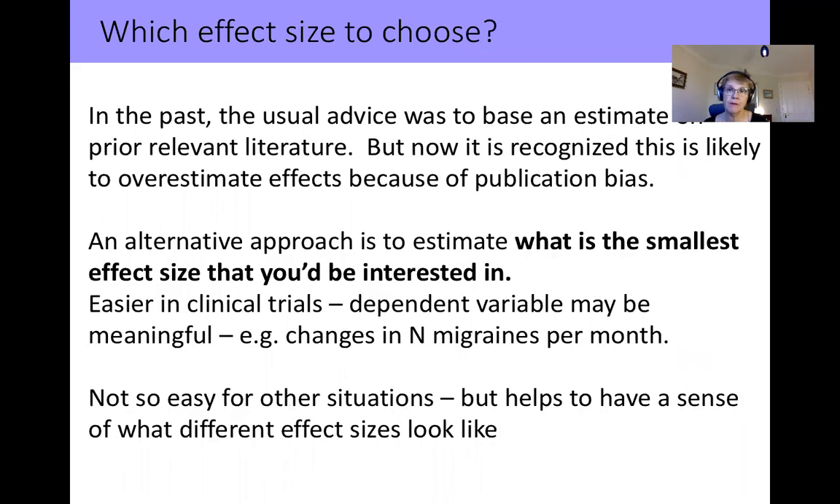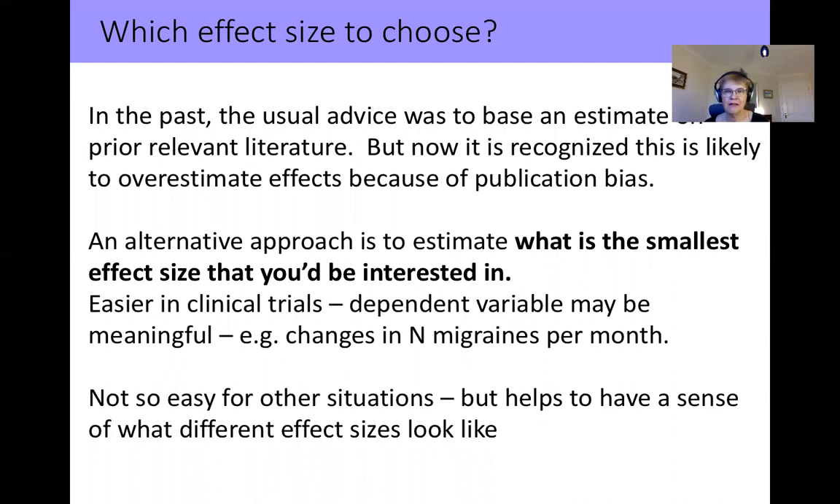The big problem that people have when they start to try and do a power analysis is deciding what effect size to choose. How do you know what size of effect you might expect to find? In the past, people would say, look in the literature at what effect sizes other people have found. It's now recognized that that's very likely to overestimate effect size because of publication bias. That is, people are much more likely to publish significant than non-significant findings, and so you get an inflated idea of how large effects are.